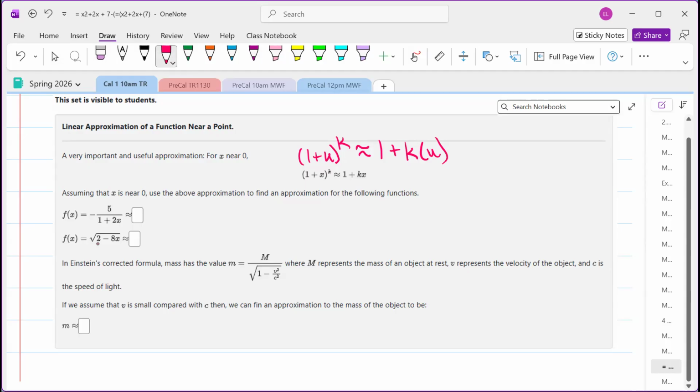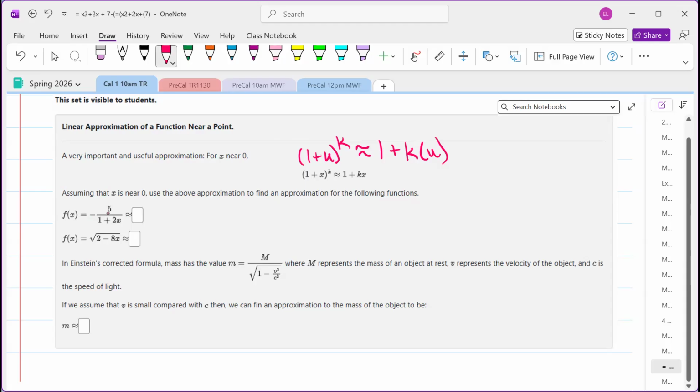So what I want to do with my functions here is I want to rewrite them so they look like 1 plus a thing to the k power. Now they might be multiplied by something on the outside. There might be something added to them on the outside, but I'm trying to get the internal part to be 1 plus some x thing to the k power.